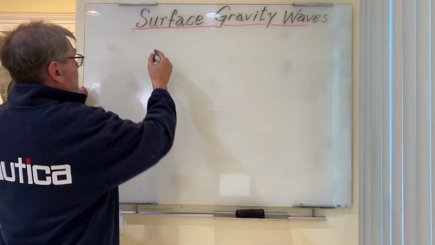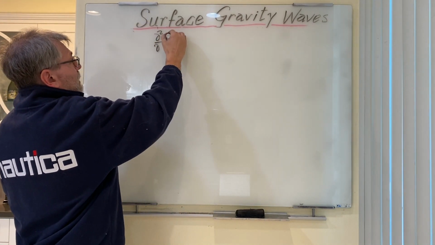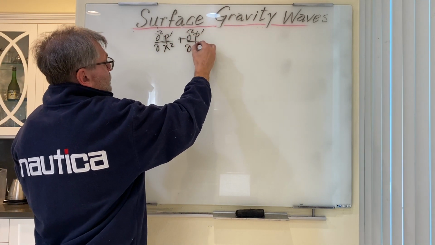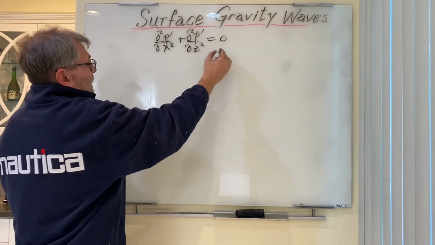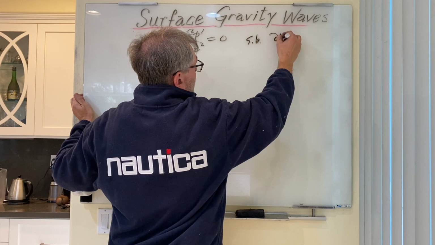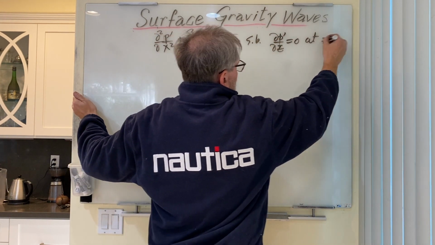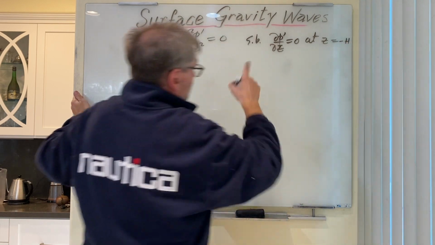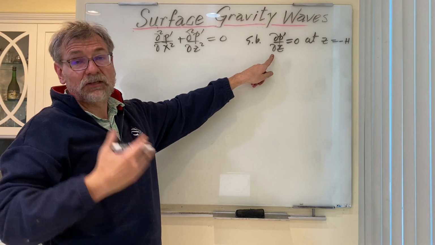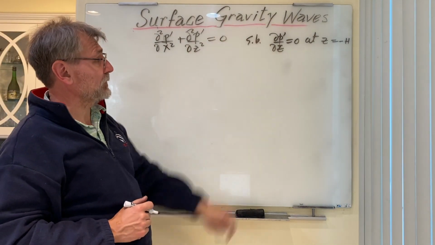Remember, we're trying to solve this equation, d2p prime/dx squared plus d2p prime/dz squared equals 0, subject to dp prime/dz equals 0 at z equals minus h at the bottom. The pressure gradient has to go to 0 at the bottom so that w will remain 0 for all time at the bottom. And we'll worry about the surface boundary conditions later.